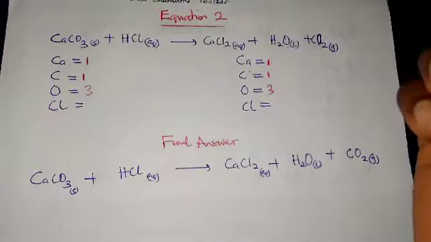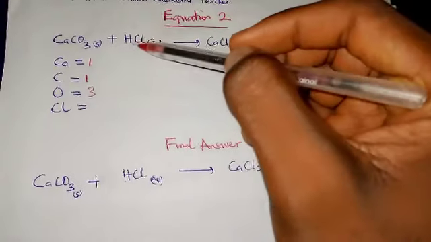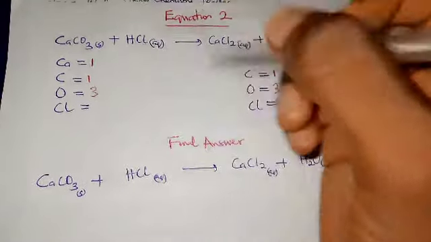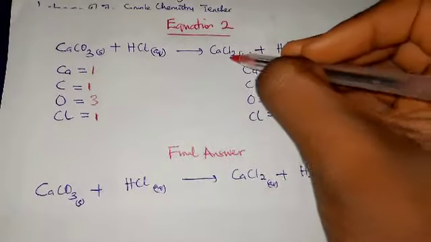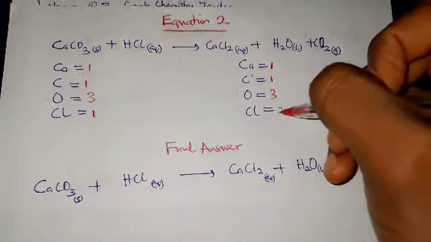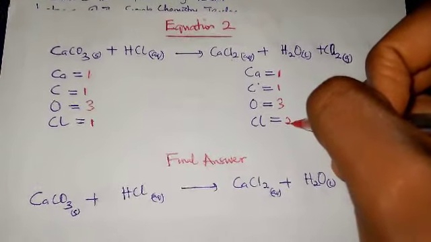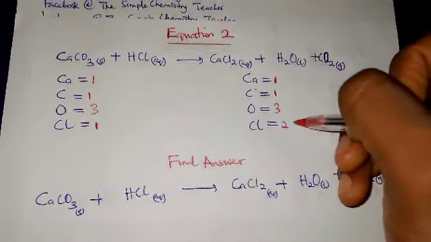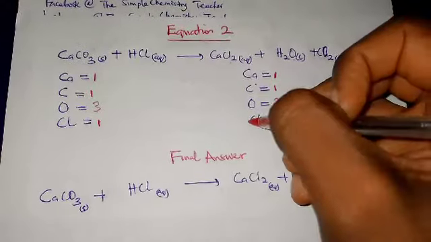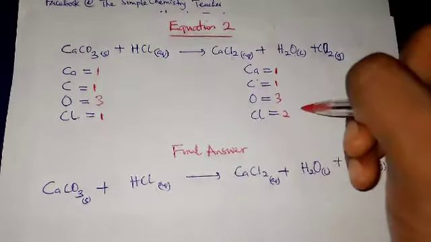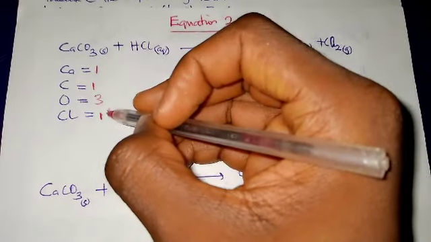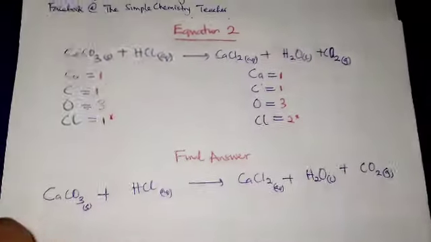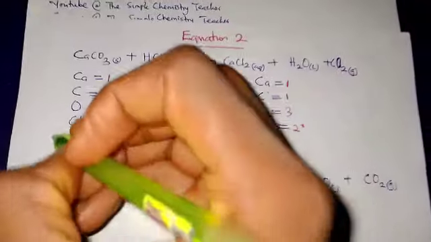Now let's look at chlorine. We have 1 chlorine here and we have 2 chlorine here. So this one is not balanced. So we are going to work on this, on chlorine. So let's look at hydrogen.